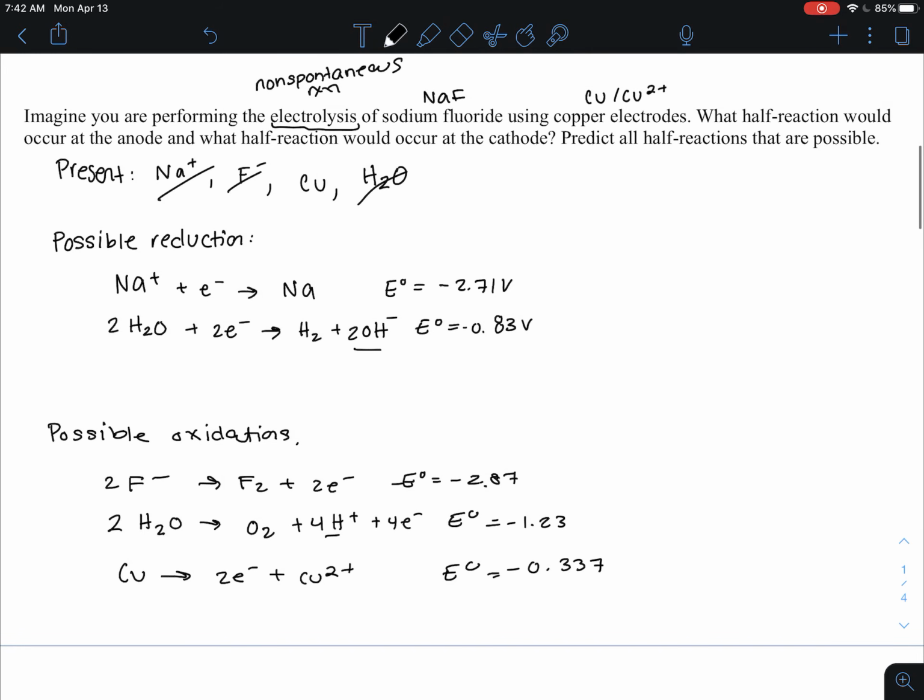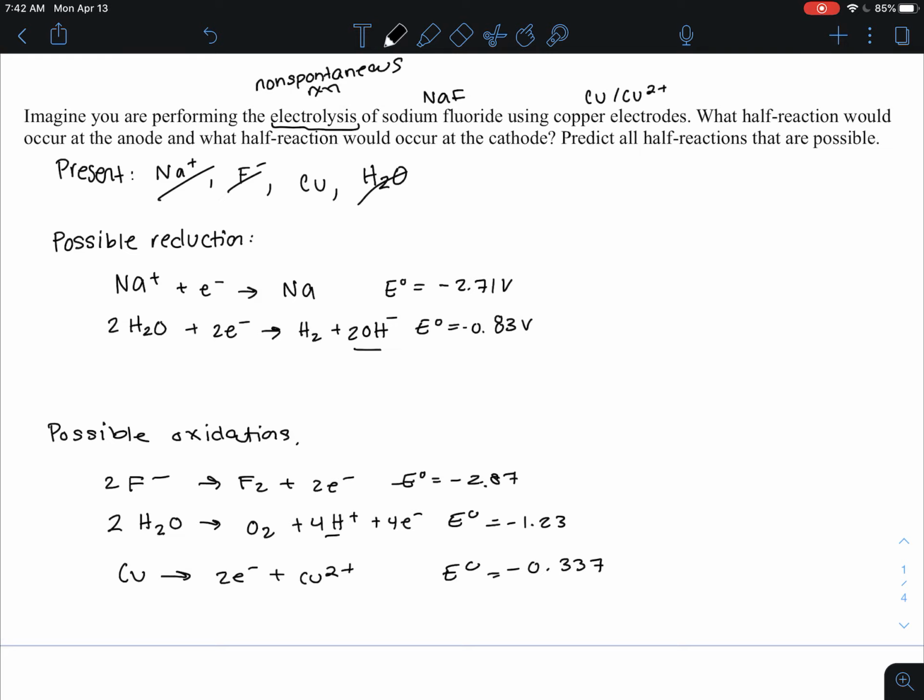Knowing that water has basic and acidic functions, you write the half reactions where one produces a base and one produces an acid. Knowing that a base would be reduction and an acid would be oxidation. All right, so we have all of our information.